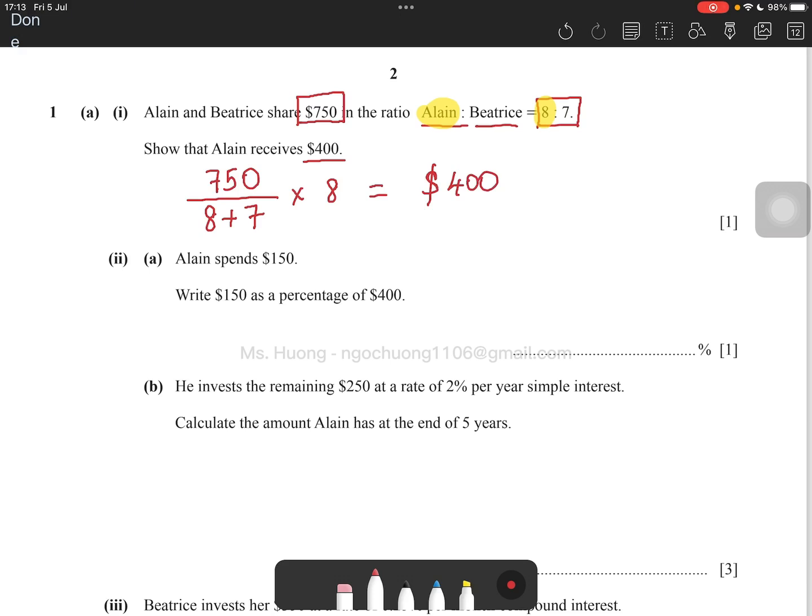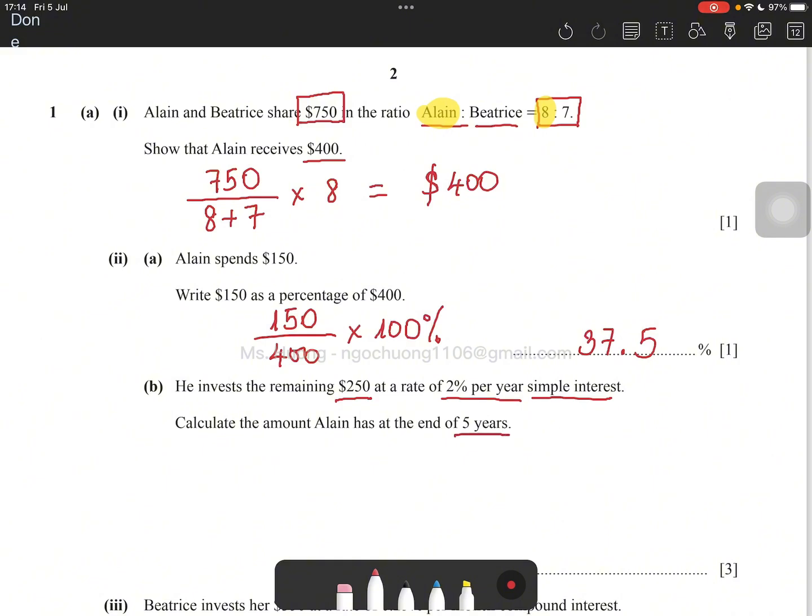Number 2. Alan spends $150. Write this as a percentage of $400. This is very simple. 150 over 400. And then you convert this decimal into percentage. And then the answer is 37.5%. B. He invests the remaining $250 at a rate of 2% per year simple interest. Calculate the amount Alan has at the end of 5 years.